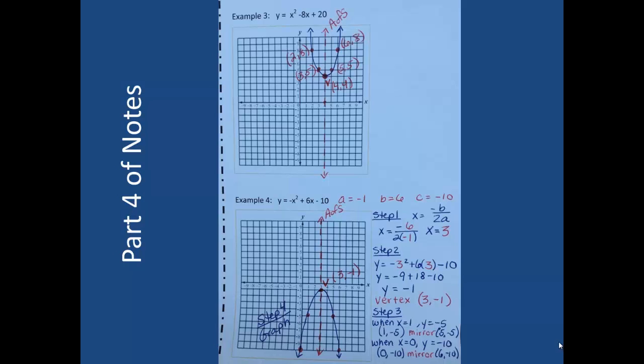Please be sure to include all the steps in graphing a parabola. The first was to find the axis of symmetry. The second step is to identify the vertex. The third step was to identify two more points and their mirror points. And lastly, to draw the line on the coordinate plane.